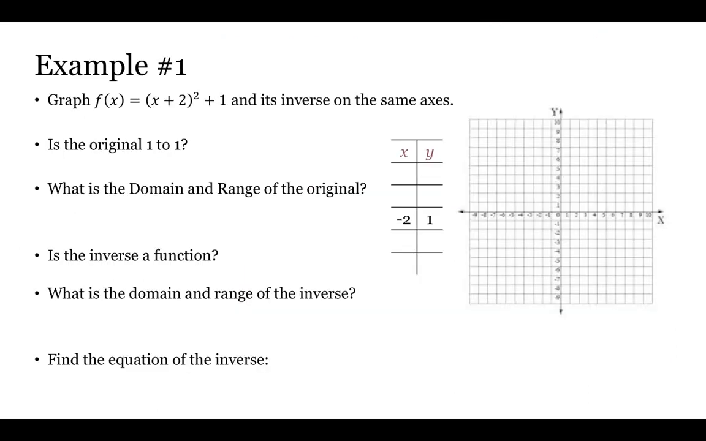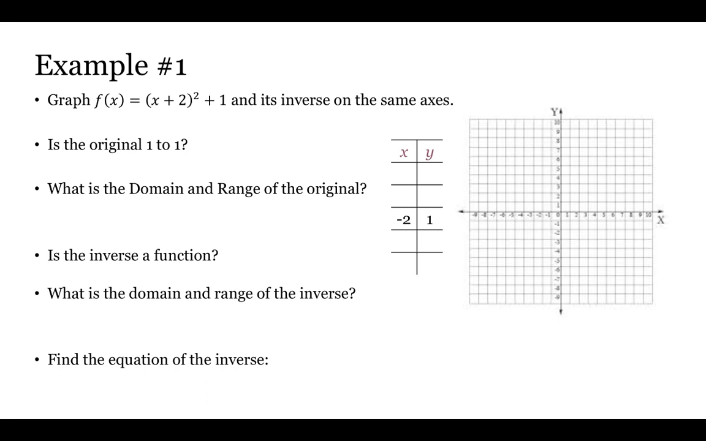All right. So example number 1 here. I just have the whole thing written up because I thought this might be a great time, if you had a desire to, I don't know, pause the video and try it on your own. Maybe, just maybe. Okay, so f of x equals x plus 2 quantity squared plus 1. We're going to graph it and its inverse on the same axis.